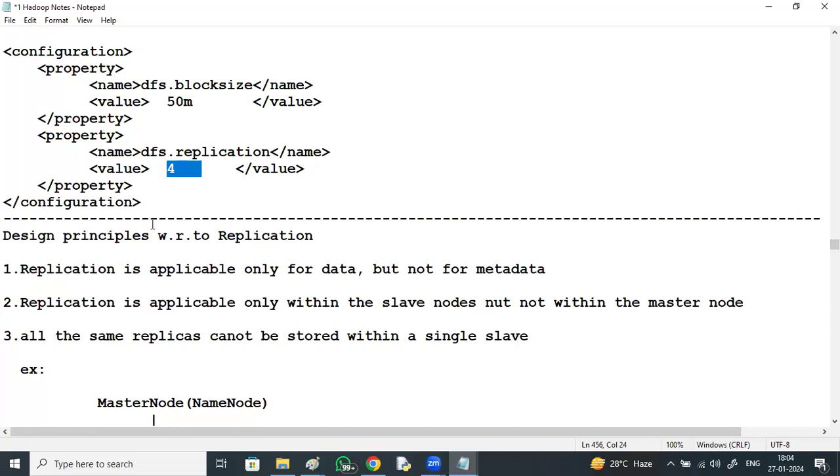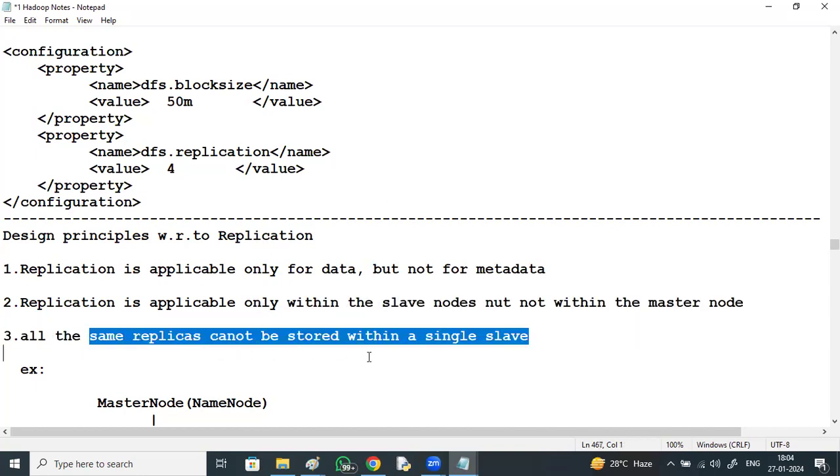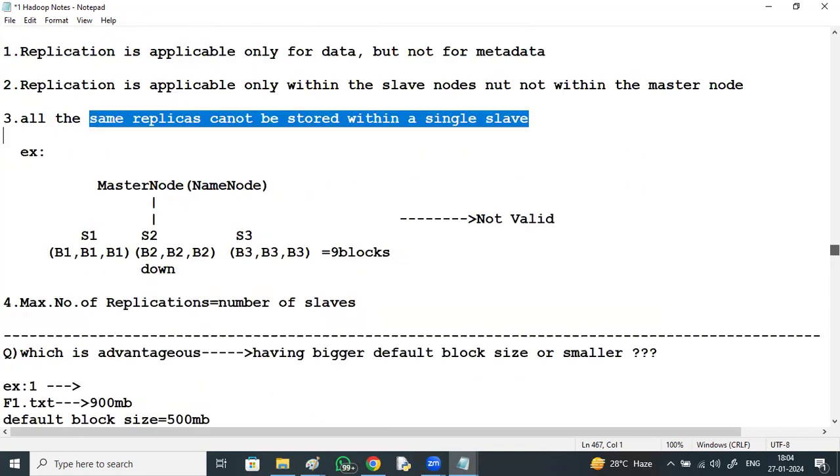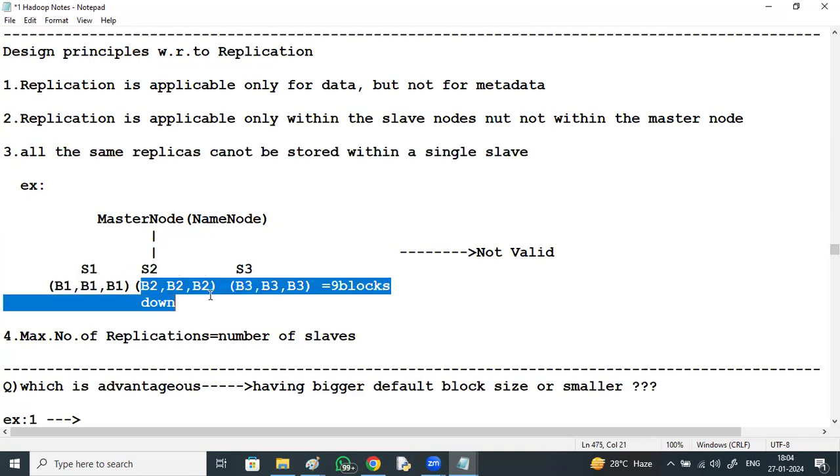Design principles with respect to replication. Replication is applicable only for data but not for metadata. Replication is applicable only within the slaves but not in the master node. All the same replicas cannot be within the same slave. See, in S1, B1, in S2, B2, in S3, B3. Suddenly, if S2 is down, there is no B2.